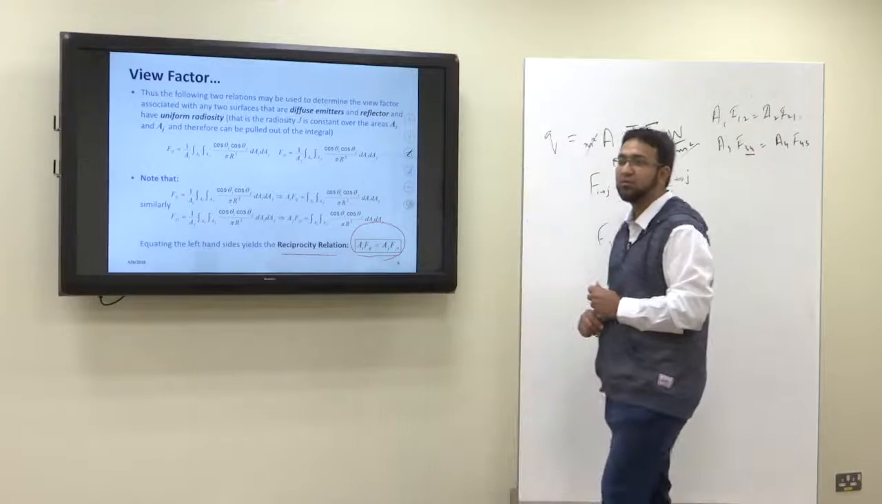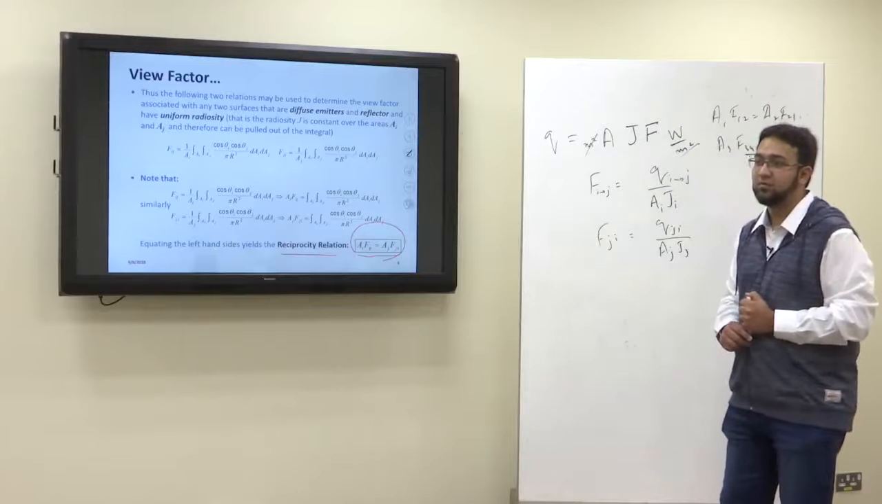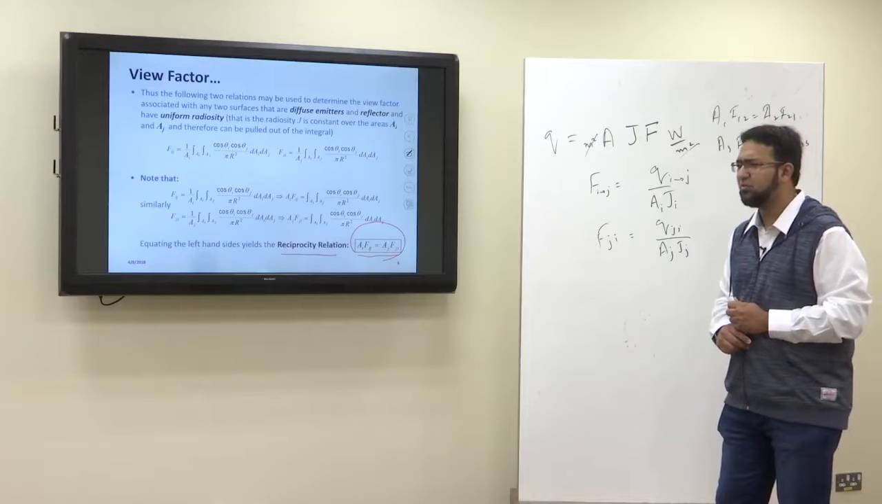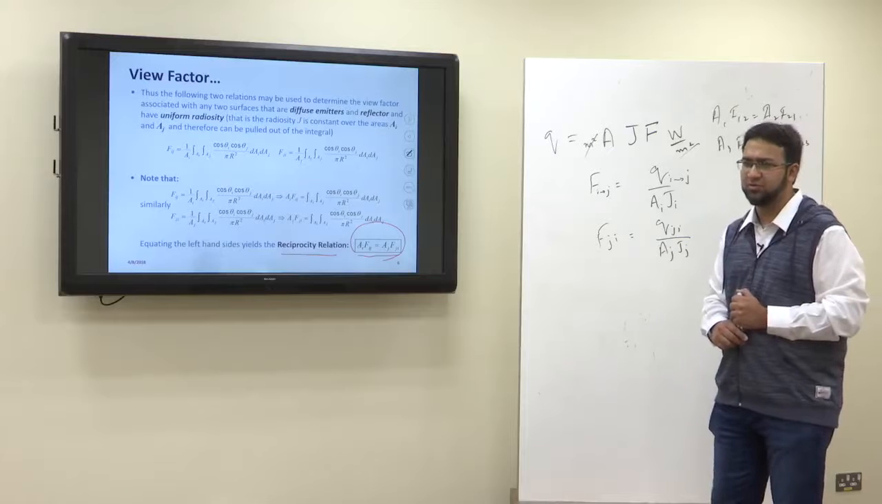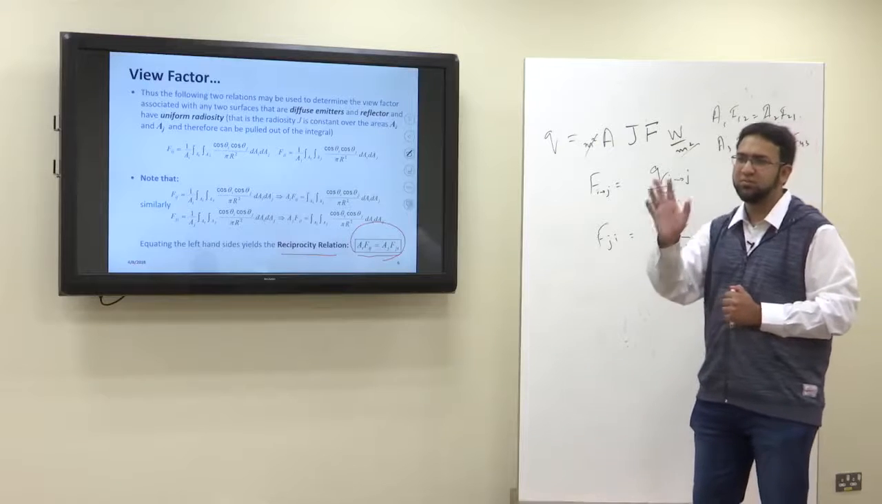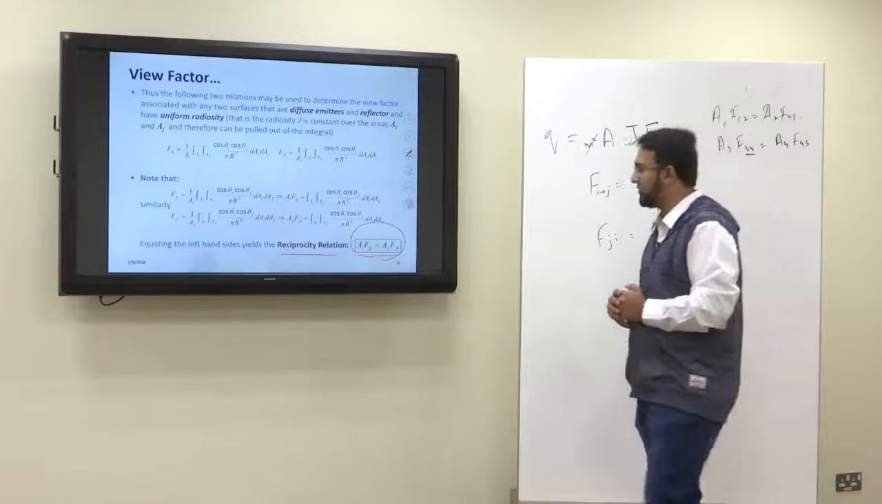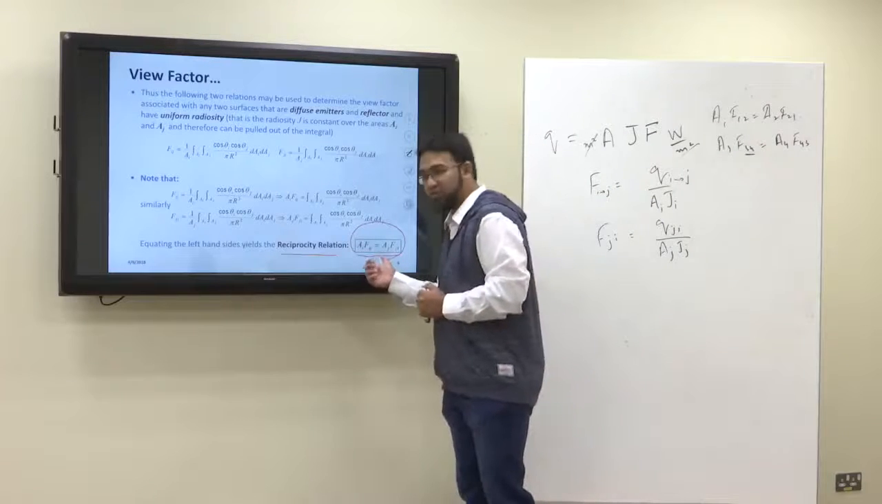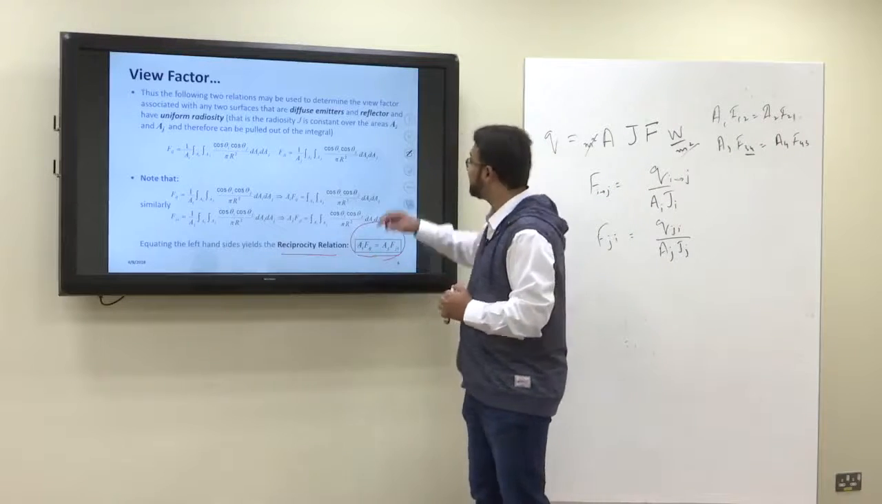But this relationship is very important, and we'll be using it in numericals a lot. So you said the product, so if it's a vector, we have to use it as a vector? No, I'm not talking about the vector product. It's considered as a regular multiplication. Is it clear? That's the reciprocity relation.